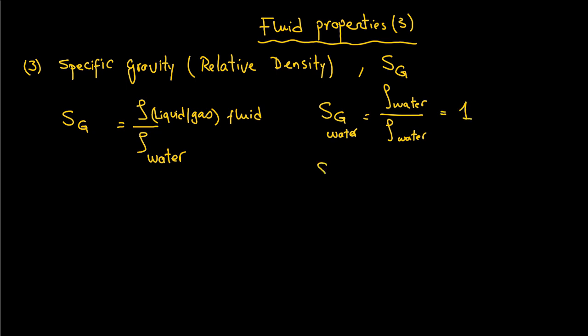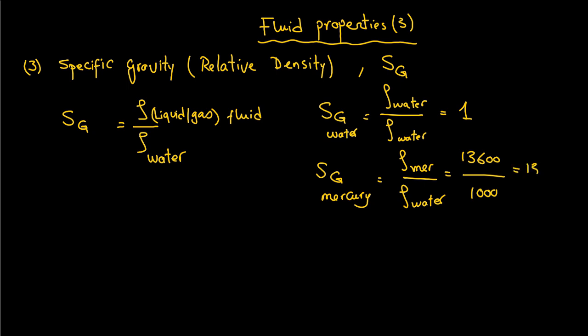If you want to do the specific gravity of mercury, it's going to be the density of mercury divided by the density of water. And we know that the density of mercury is 13,600 divided by 1,000. That's going to be 13.6. If you want to do the specific gravity of air, it's going to be the density of air divided by the density of water at the ambient condition. This is 1.2 divided by 1,000.